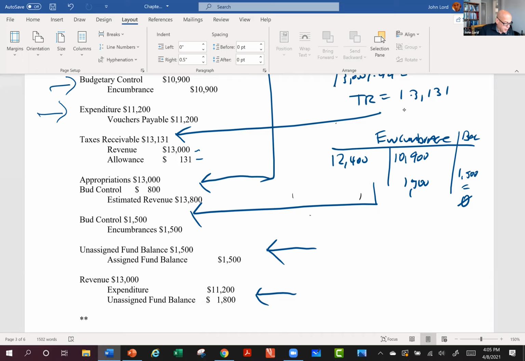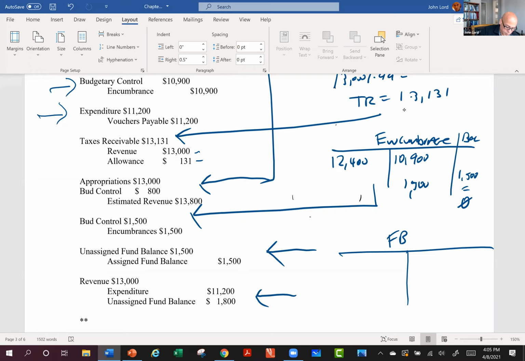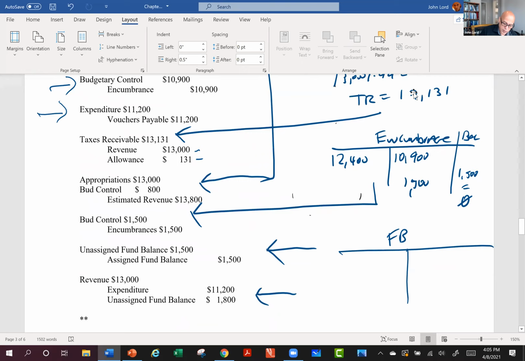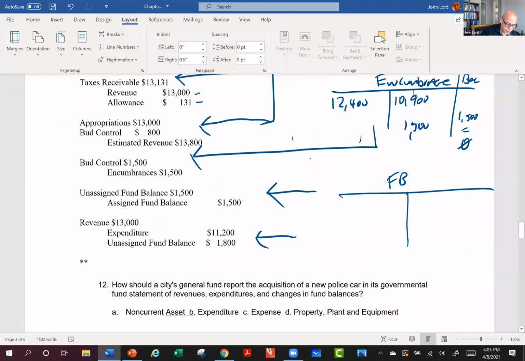Now, the other thing that I asked for in this, along with the journal entries, was an analysis of fund balance. I asked for both the unassigned and the assigned. So the assigned fund balance is what? That's easy. It's 1,500, right? Because that was the only entry that we did.